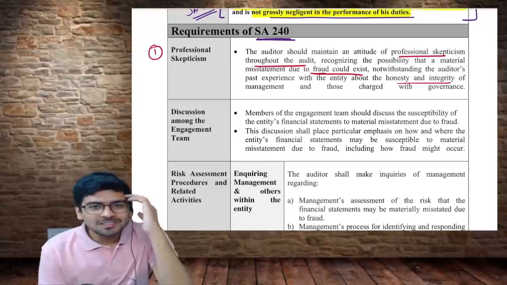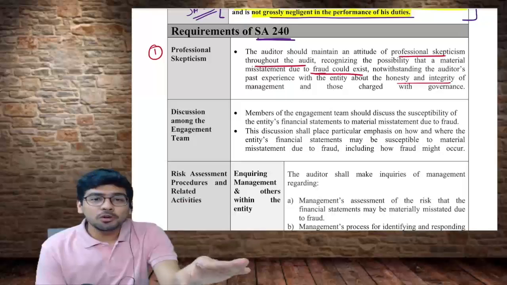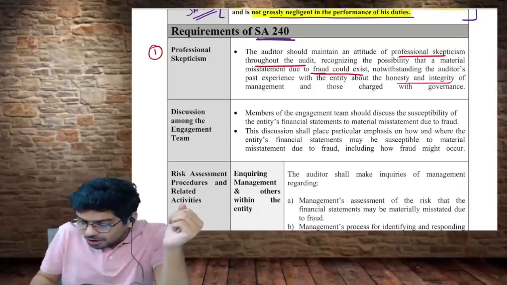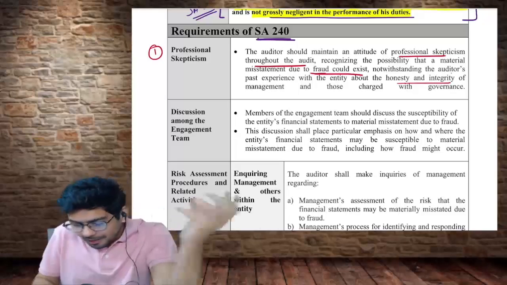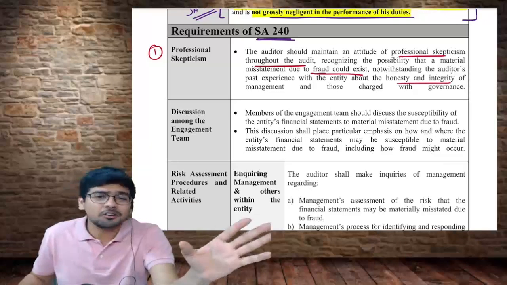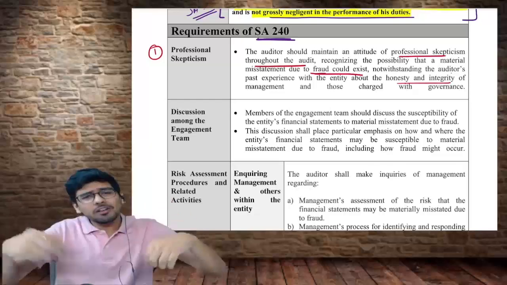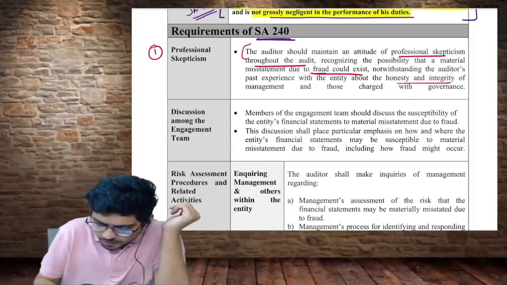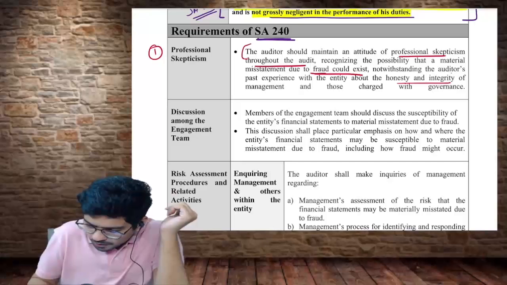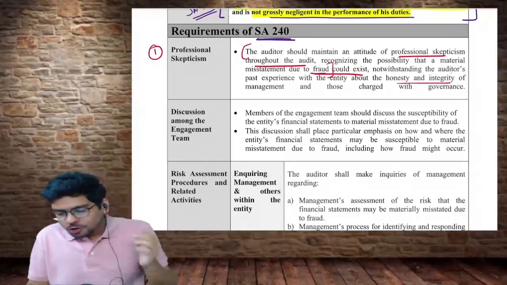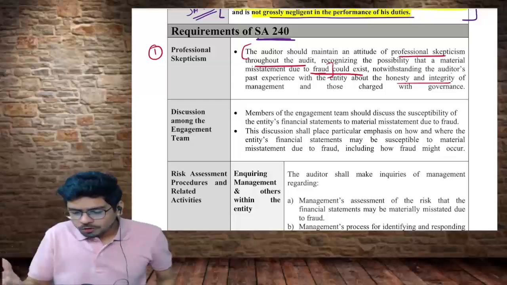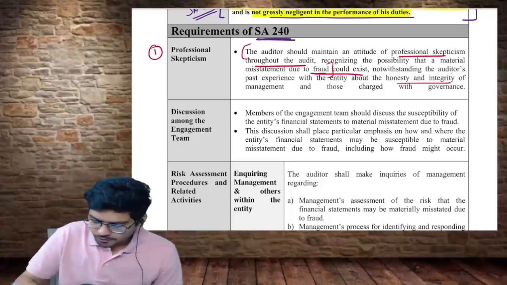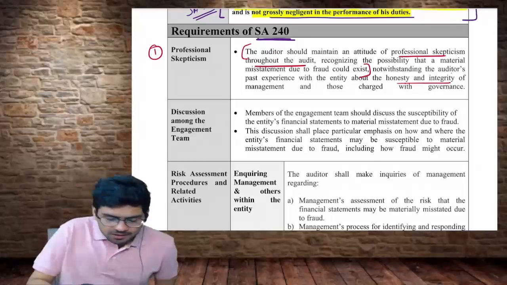You just don't keep in mind that these are honest people, they are not going to indulge in any fraud. You have to be always alert. Ignore this fact. It says notwithstanding the auditor's past experience with the entity about the honesty and integrity of the management. You have to be alert even though, let's say, they are very honest. So, just one point you have to understand here. Till this part you can understand. This part: the auditor should maintain an attitude of professional skepticism throughout the audit, recognizing the possibility that a material misstatement due to fraud could exist.